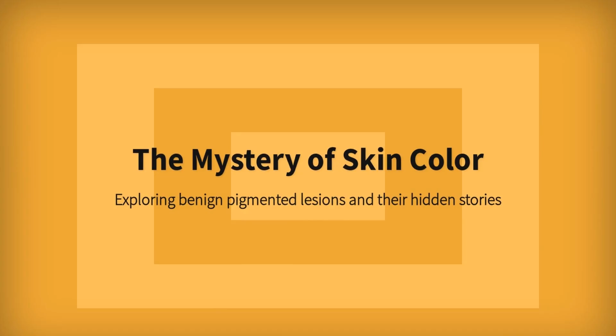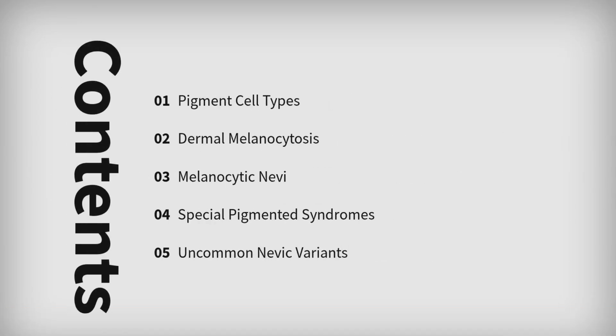What gives our skin its unique colors and patterns? Today, we'll explore benign pigmented lesions and uncover the hidden stories behind their colors and clinical features. After our opening, we'll journey through pigment cell types, dermal melanocytosis, melanocytic nevi, special pigmented syndromes, and uncommon nevic variants. Each topic reveals a new layer of understanding.